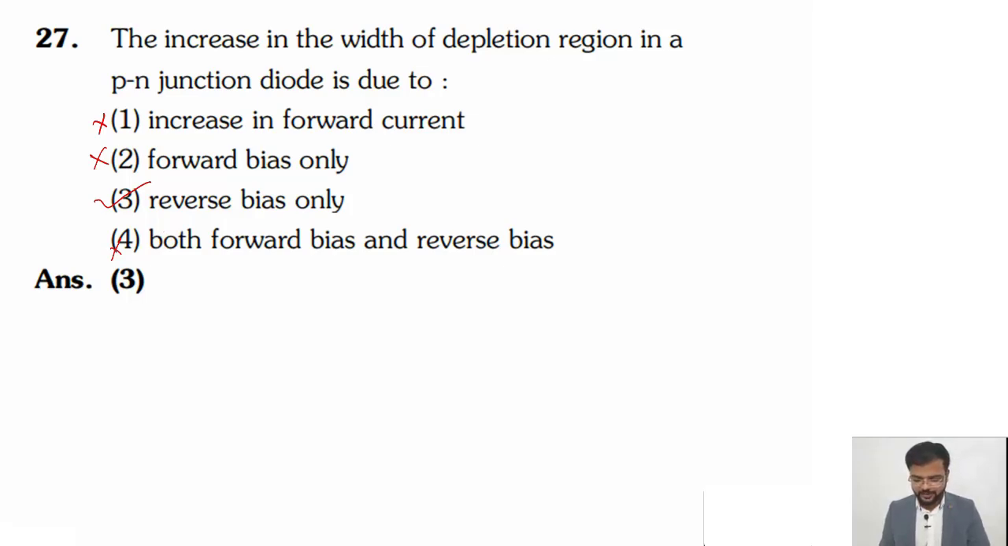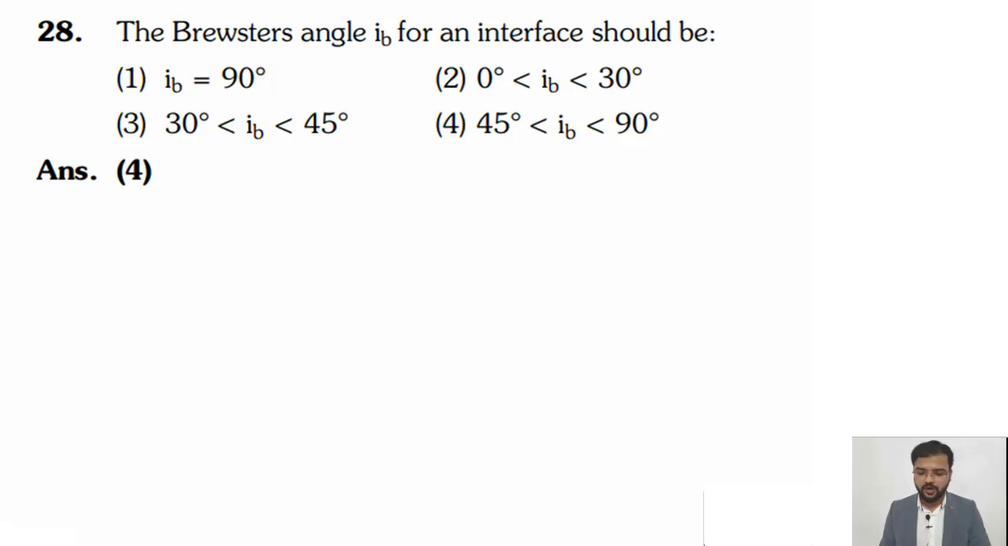Let's see the next question over here. The next question is what? The Brewster's angle iB for an interface should be. So here the answer is what? Here answer number 4 is correct. The answer should be between 45 degree to 90 degree. So answer 4 is correct over here. Let's see the next question.